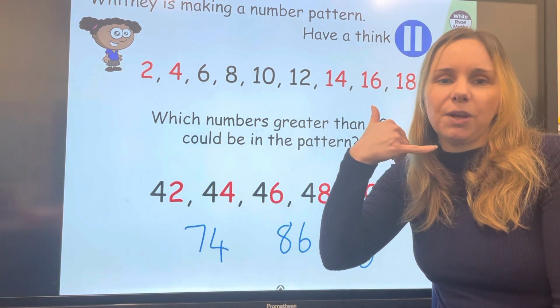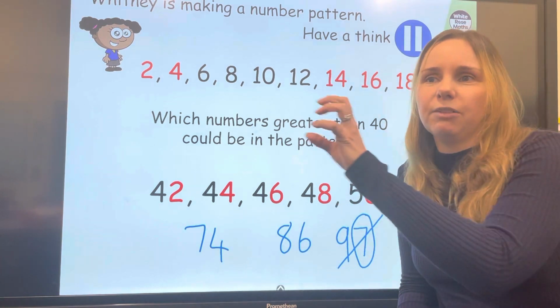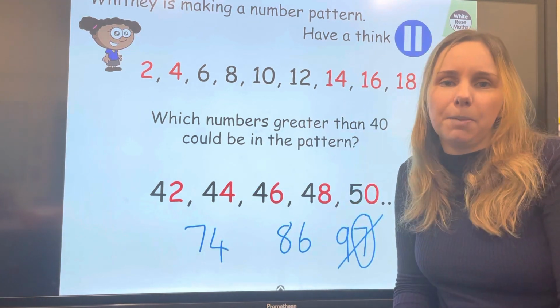Hello, Mr. Even. Keep practicing that today at home, and that will really help you with number patterns and remembering those odd and even numbers.